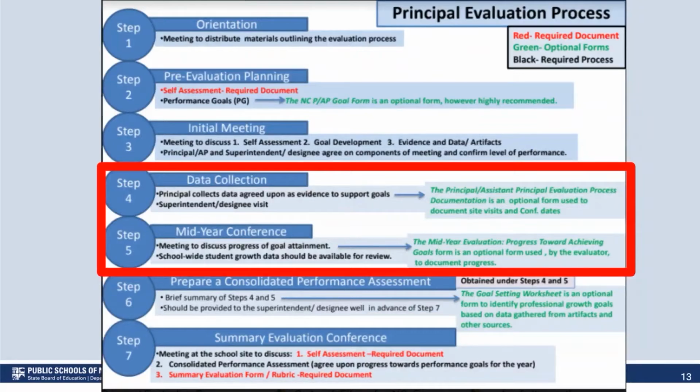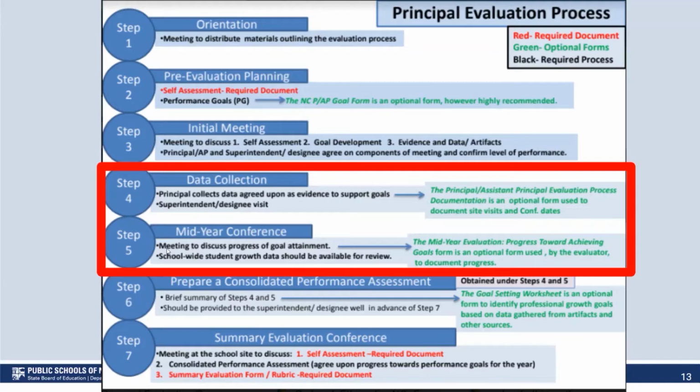Socks. So we are in the middle of year of the principal evaluation process. On the screen, you see this one pager. Anything that's in red is a required document that must be done. Anything that's in green is an optional form. And anything that's in black is a required process that must be done. So you've already done the beginning part of the year and you've started your data collection for those artifacts and notes. You should continue that data collection here at mid-year.